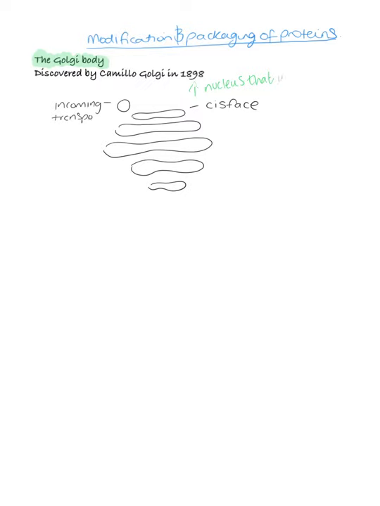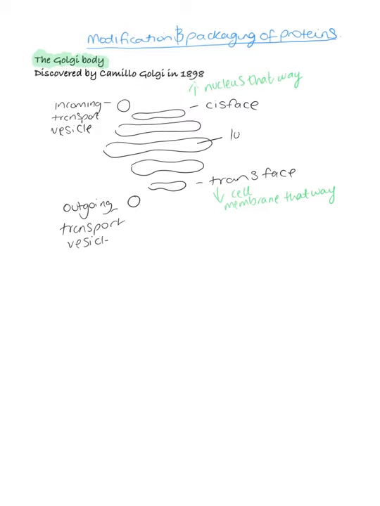The trans face of the Golgi apparatus faces the cell membrane, and outgoing transport vesicles bud off from the Golgi body at the trans face. The space in between the membranes is known as the lumen. Each of the flattened sacs is known as a cisterna.